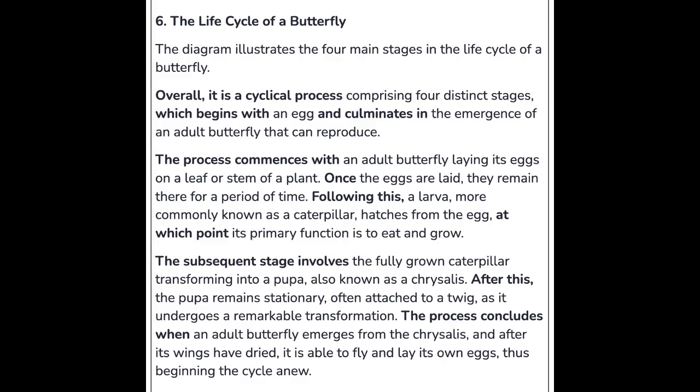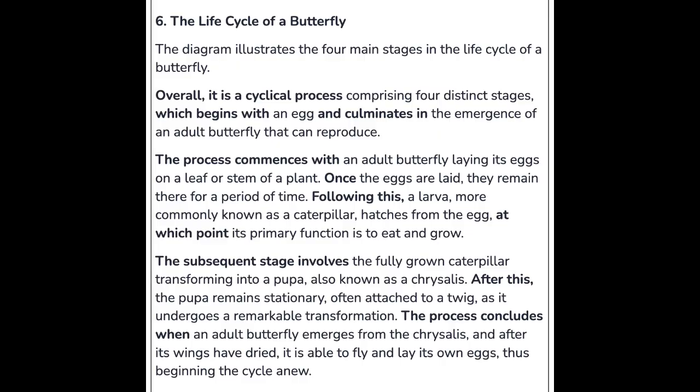Once the eggs are laid, they remain there for a period of time. Following this, a larva, more commonly known as a caterpillar, hatches from the egg, at which point its primary function is to eat and grow. The subsequent stage involves the fully grown caterpillar transforming into a pupa, also known as a chrysalis. After this, the pupa remains stationary, often attached to a twig, as it undergoes a remarkable transformation.